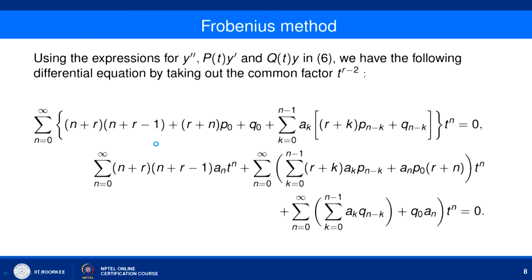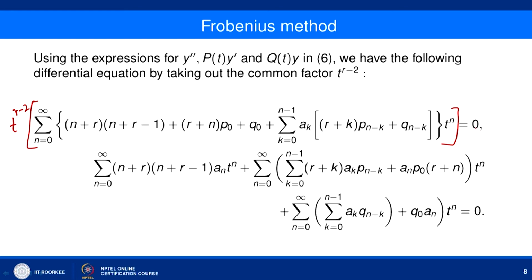So, here using the expressions for y double dash, p t y dash and q t y in 6, we have the following differential equation by taking out the common factor t to the power r minus 2. So, t to the power r minus 2 into this thing. Here in the bracket it is what? n equal to 0 to infinity, n plus r minus 1 plus r plus n p naught plus q naught, plus k equal to 0 to n minus 1, a k r plus k p n minus k plus q n minus k, into t to the power n, equal to 0.